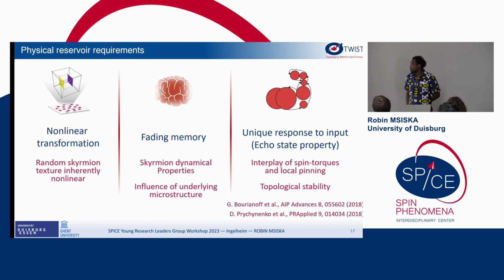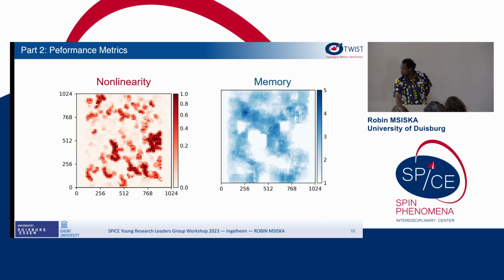Now, if we look at our criteria, Skyrmion fits this nicely because it's inherently nonlinear. It has the fading memory from the dynamics and the underlying structure of the microstructure on which the Skyrmions are overlaid. And then you also have an interplay of spin torques, local pinning stability to ensure that you have the unique response, or as it's called in the literature, the echo state property. Now, when you have a system like this, you can study certain performance metrics to quantify how well your reservoir performs. So if from my talk you can gather that nonlinearity and memory are key considerations to have in a reservoir computer.